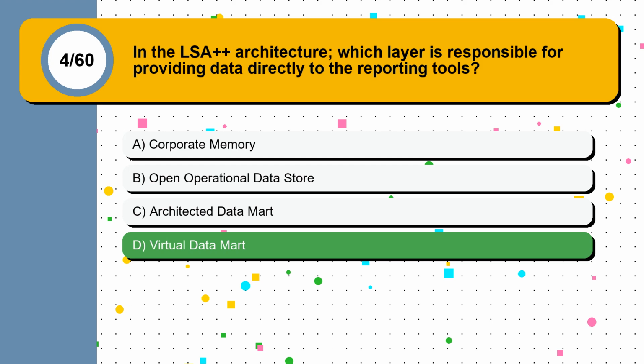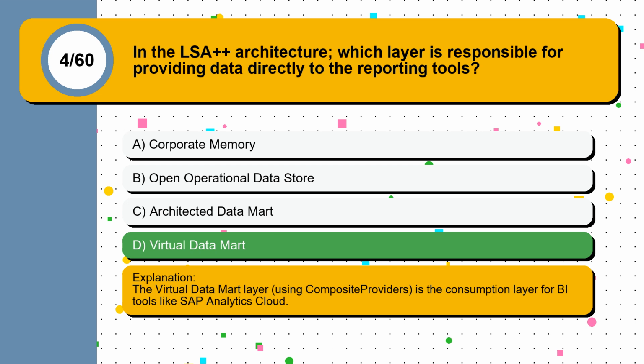The correct answer is option D, Virtual Data Mart. The Virtual Data Mart layer, using composite providers, is the consumption layer for BI tools like SAP Analytics Cloud.